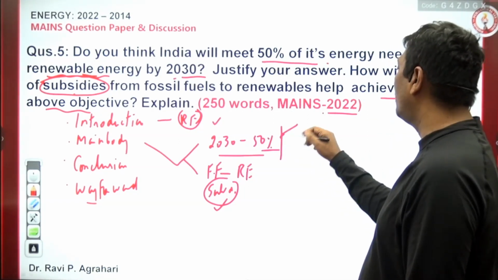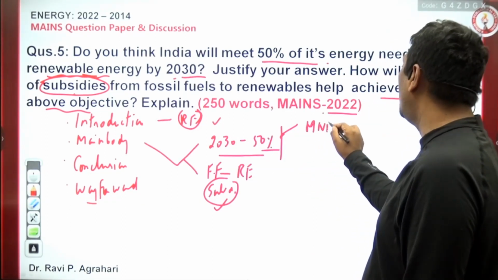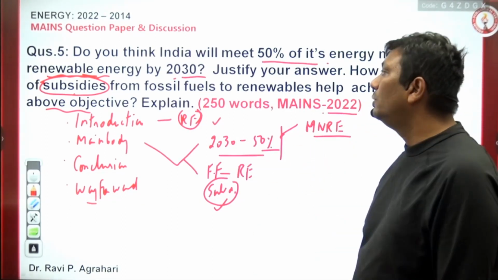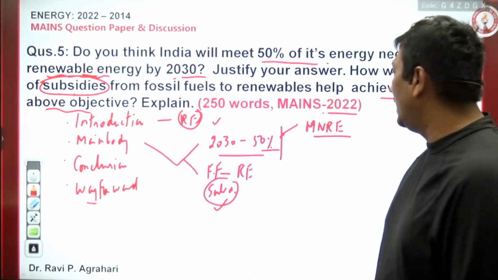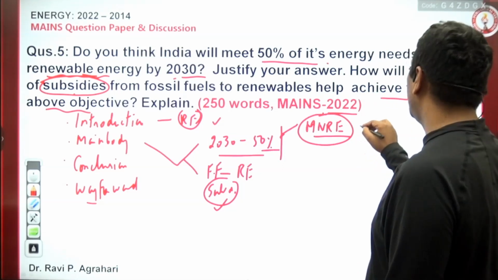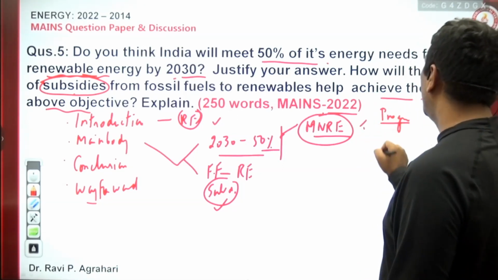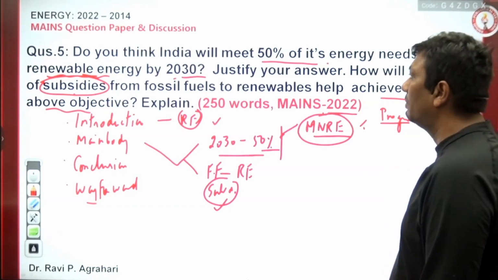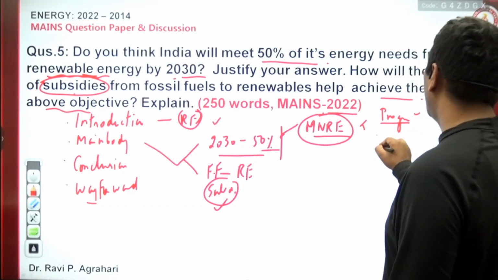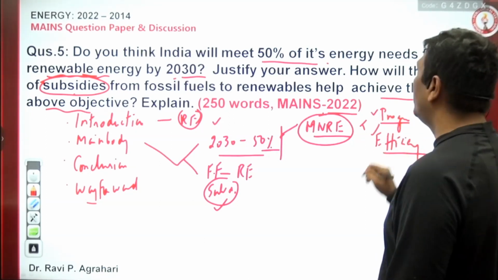Here you know very well that India has taken a lot of initiatives. For that purpose, India set up the MNRE. MNRE is the Ministry of New and Renewable Energy, which is going to make a target. The government has started many programs, different types of programs in India. The government is working a lot to enhance the efficiency of solar energy and all.